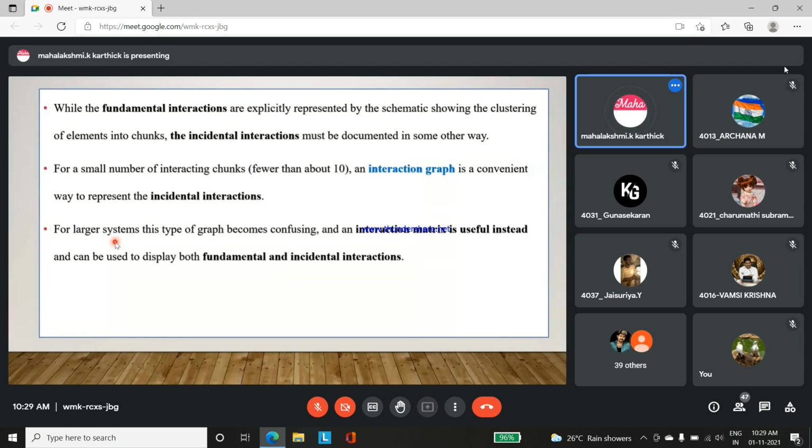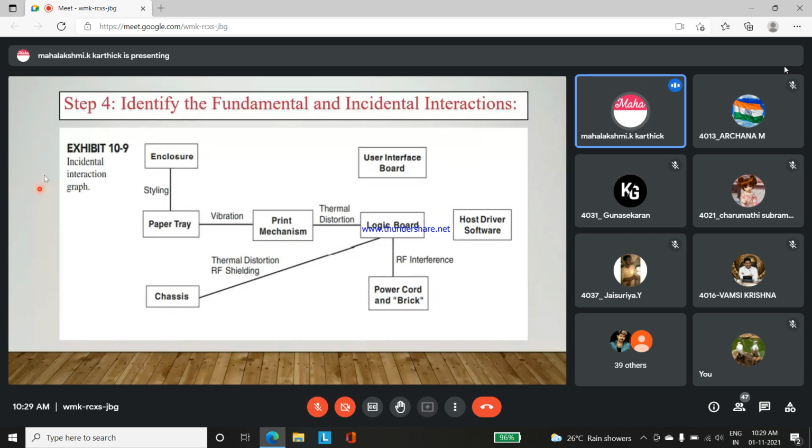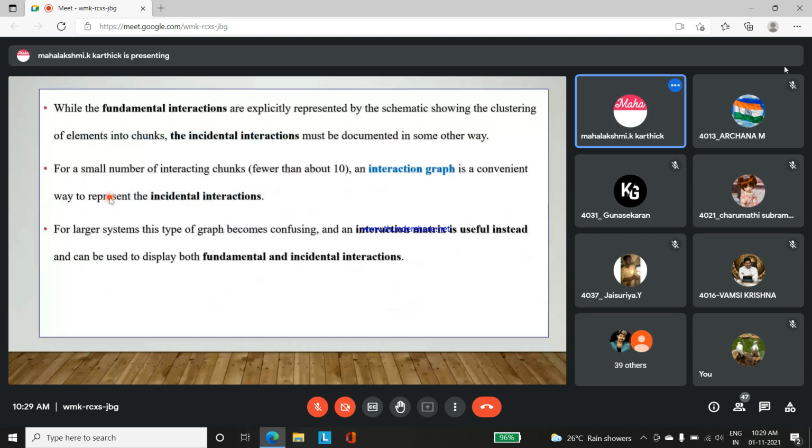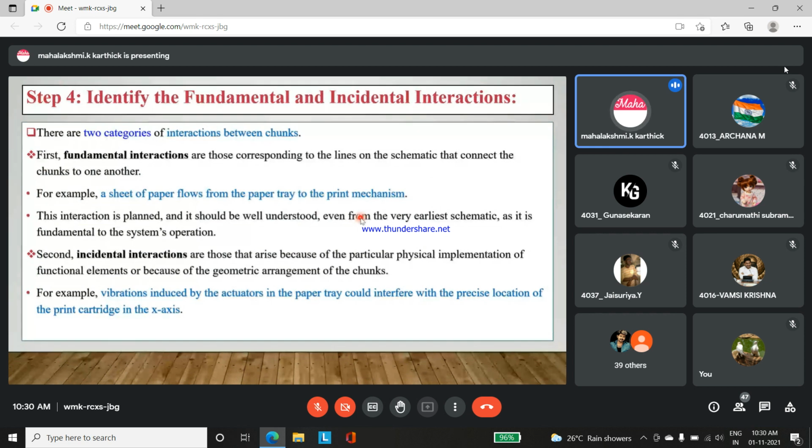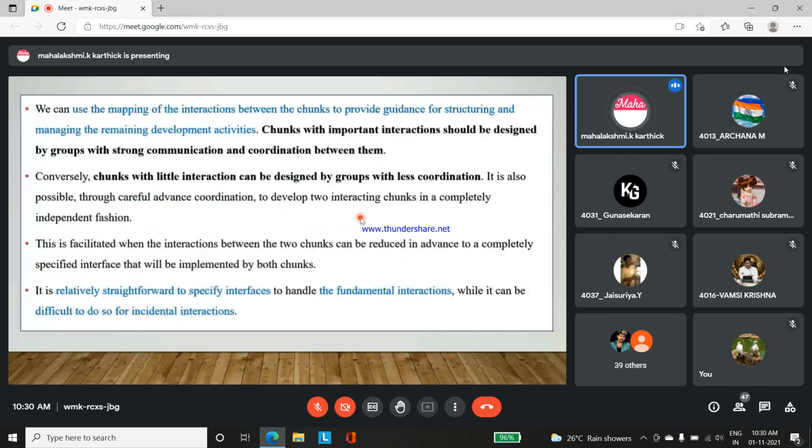For a simple product, they have drawn a simple incidental interaction graph. When you want to represent an incidental graph in the case of a large system, it is not possible. It will be a little confusing when you consider a large system or a large product. So what they tell is, you have to frame an interaction matrix instead of a graph. It can be used to display both fundamental and incidental interactions. Simple keywords, simple for you to understand, and you can understand these keywords and write them in the exam properly.